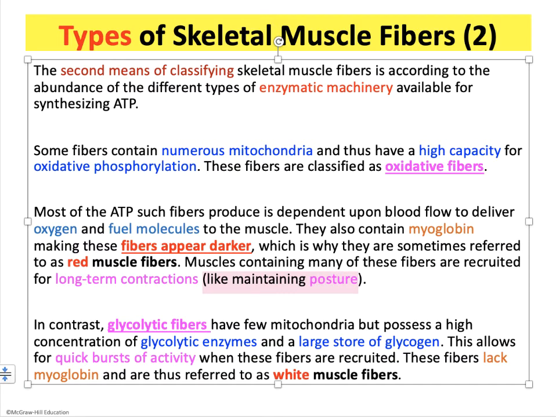The other class of muscle fiber cells are called white muscle fibers because they do lack this myoglobin protein. These fibers are equipped with a slightly different complement of biochemical mechanisms, and they are known as glycolytic fibers. And they don't have as many mitochondria. They do have a large complement of enzymes involved in glycolysis, and they can store significant quantities of glycogen as a source of glucose backup. So this gives these muscle fibers the ability to produce quick bursts of activity, but they will fatigue very quickly.